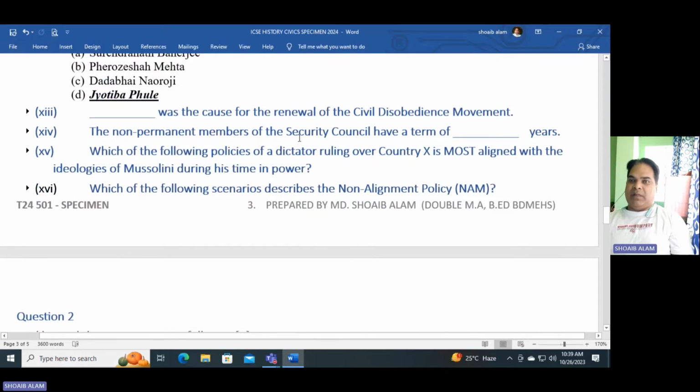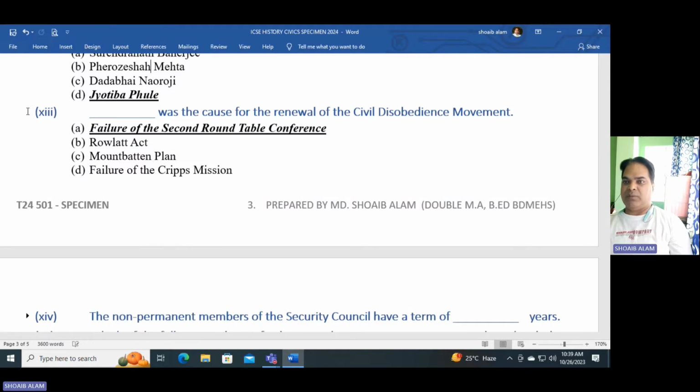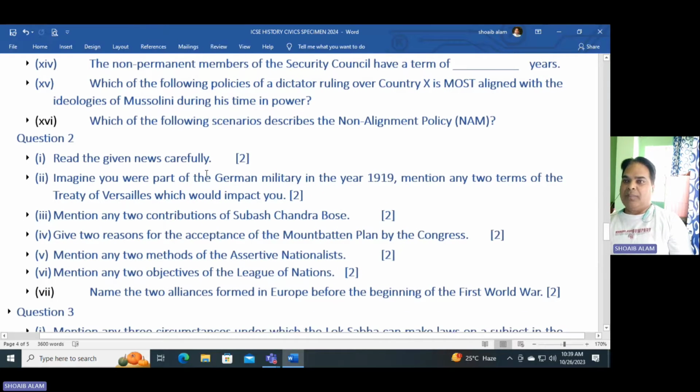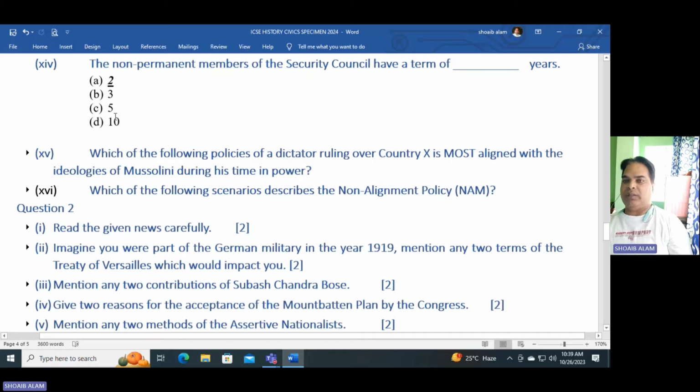The next one, number 13. Dash was caused by the renewal of the civil disobedience movement. What was the cause for the renewal of the civil disobedience movement? Definitely the failure of the Second Round Table Conference. Now 14. A non-permanent member of the Security Council has a term of dash years. Obviously the answer is 2 years.